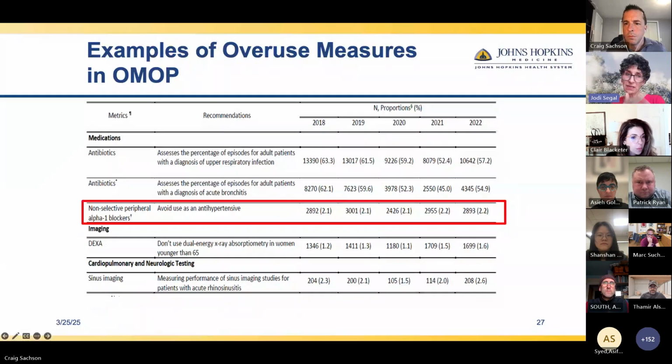Among other metrics that we have some confidence in and some have less confidence, for instance, non-selective peripheral alpha-1 blockers are not prevalently used at Johns Hopkins Medicine, just in about 2% of patients across these years. We can also look across individual clinics so that we can provide feedback to individual clinics about use of these inappropriate procedures.